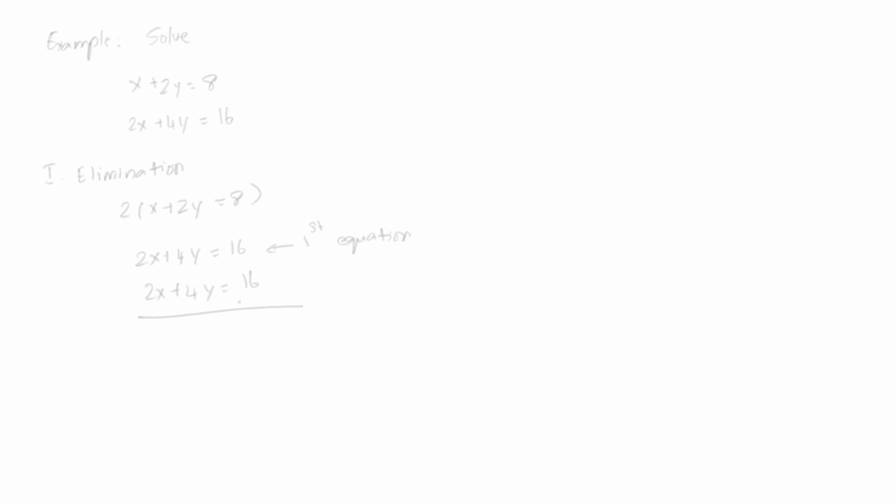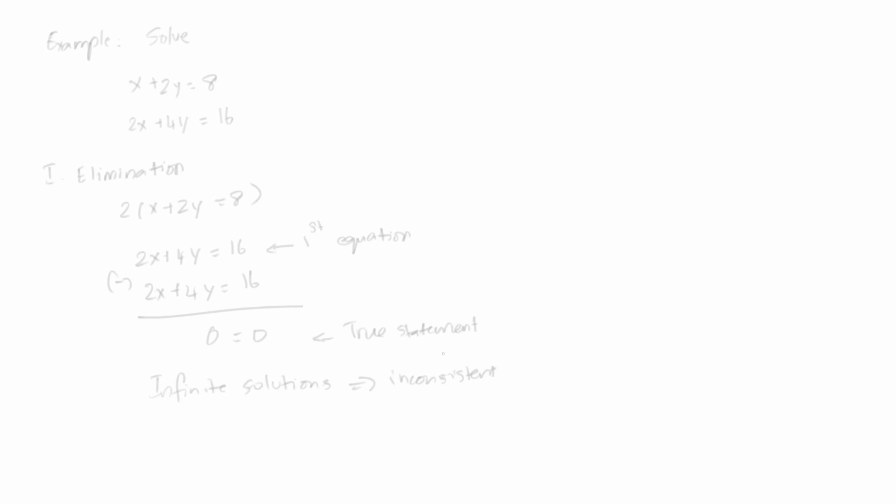So when you subtract them, you get 0 equals 0. This is a true statement, always. So this just means that we end up having infinite solutions. And the system is inconsistent because you have infinite solutions.